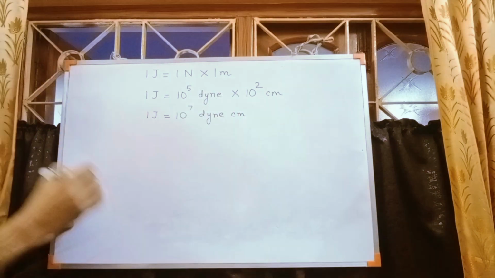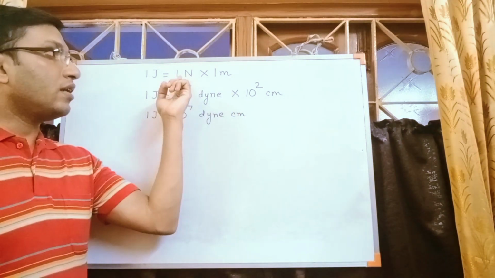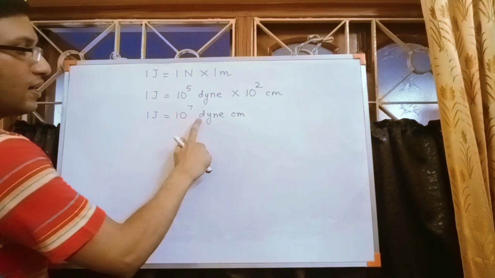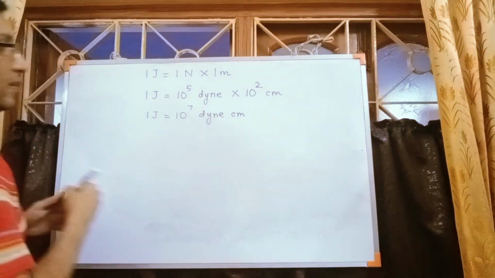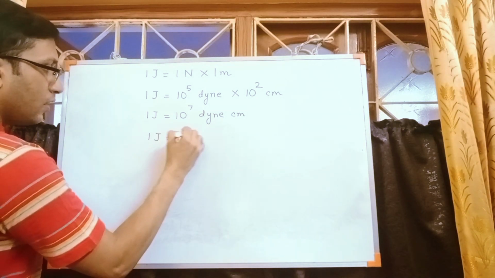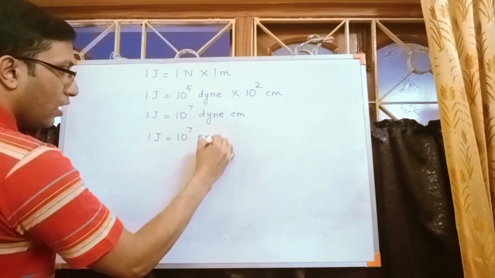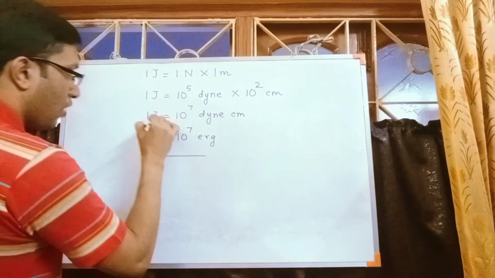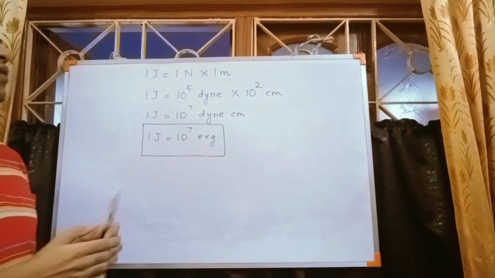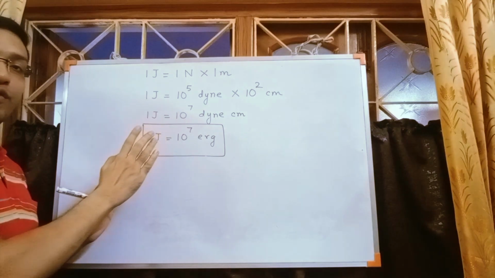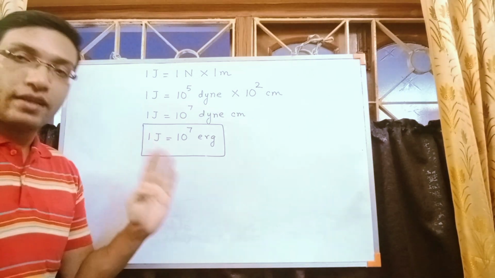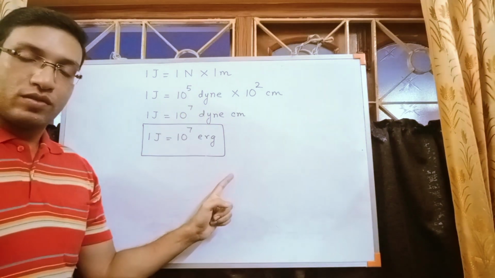centimeter. Now just like the way we have written Newton meter as joule, in the same way we write dyne centimeter as erg. So that is how 1 joule is equal to 10 to the power 7 erg. This is how it comes. So I request all of you to go through this derivation. This is a very easy derivation, nothing to get confused, just follow the steps.